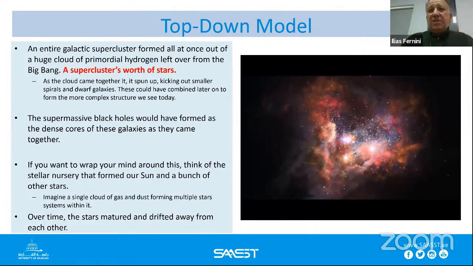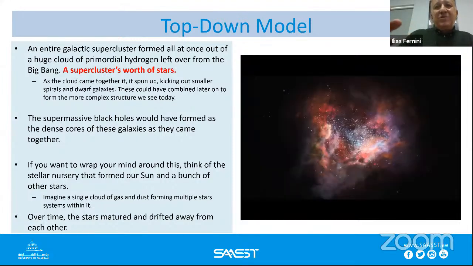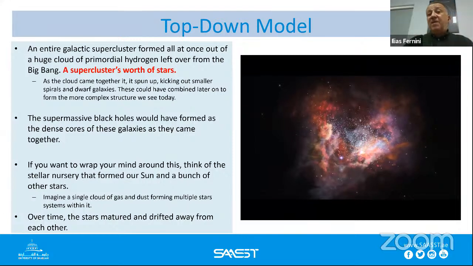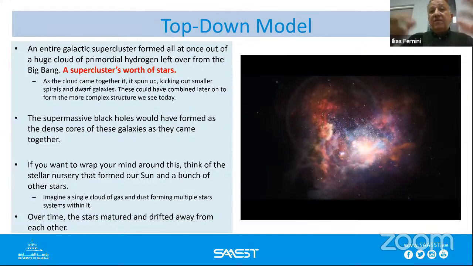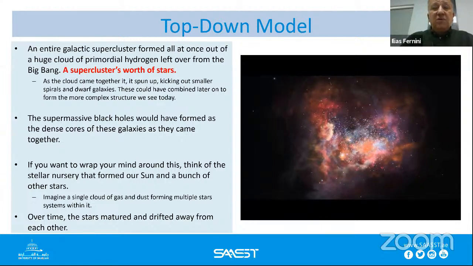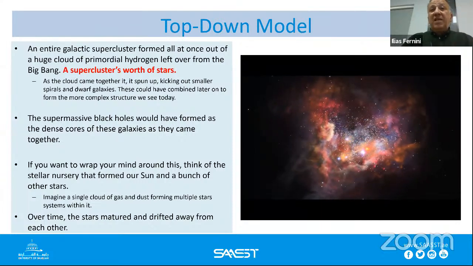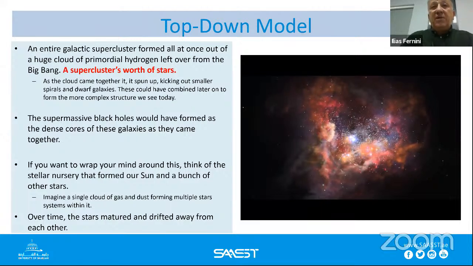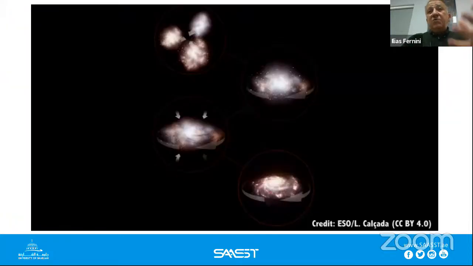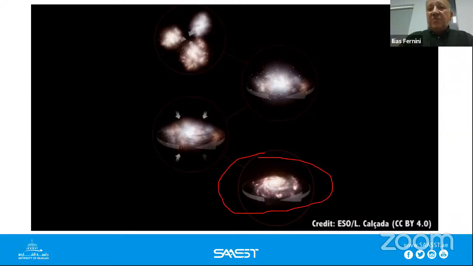And once it reaches a certain temperature inside, the hydrogen is going to ignite and we see a star is born. So over time, these stars are going to mature and some of them are going to form black holes. So in this case, you start from something big, a huge supercluster's worth of stars. And this is what you have here also in the simulation. So you have these huge superclusters and as they fall under their own weight, they form stars. And you have this kind of structure that you see here, forming some kind of spiral galaxy.